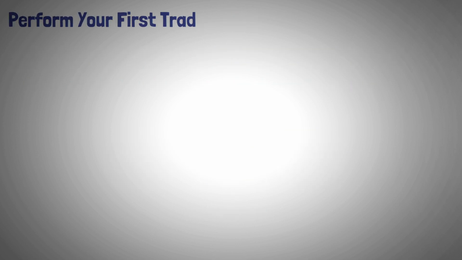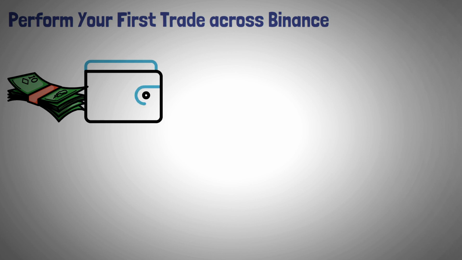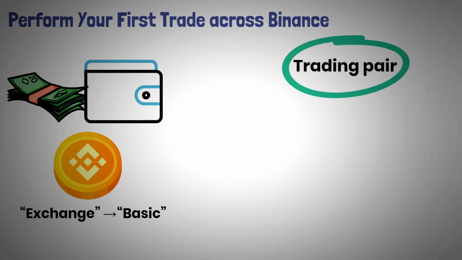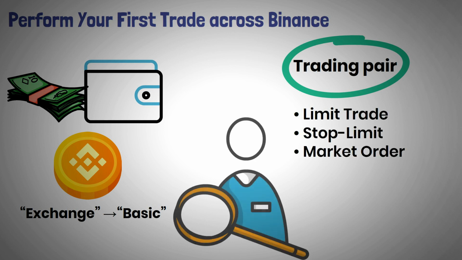Perform your first trade across Binance. Once you are done with the process of registration followed by funding your wallet, you need to shift your funds to the spot or futures wallet, wherever you wish to start trading. Once you have logged in with your Binance account, tap on Exchange and select Basic from the drop-down menu that appears on the screen. Select any trading pair that you consider trading with your funds. Set up the type of trade that you want to cover, such as limit trade, stop limit, or market order. Figure out the amount that you want to trade and execute the trade successfully.